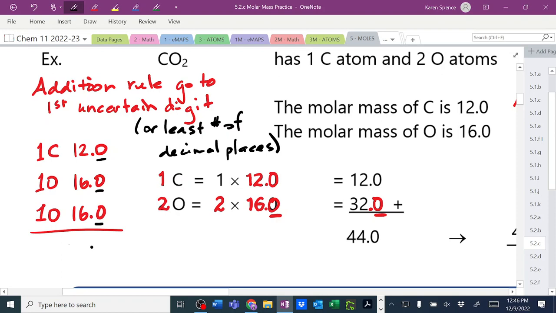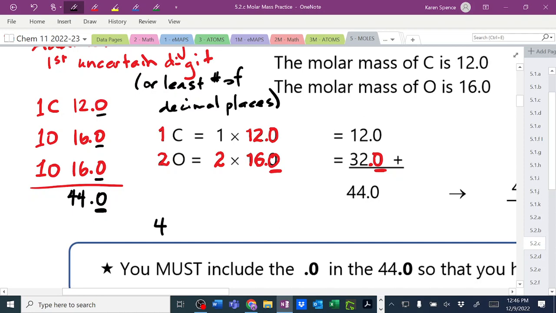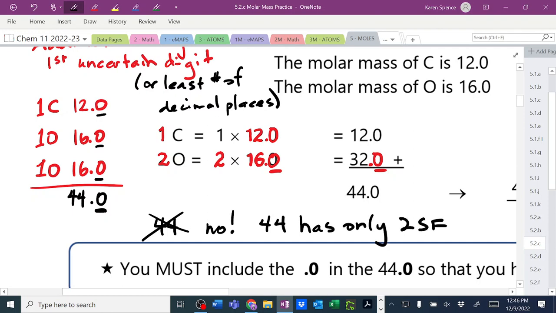So when we add that up and we get 44, we're going to that 0 there, okay? So it would be incorrect to write your answer as 44. That would be wrong. It has only 2 sig figs. We should have 3 sig figs.